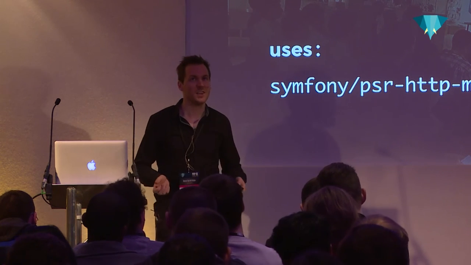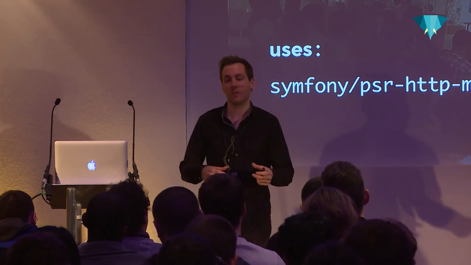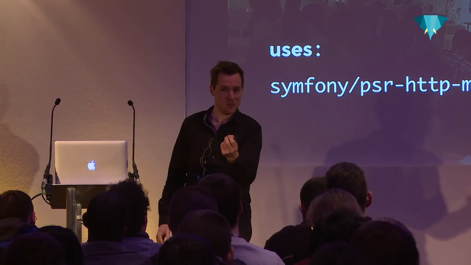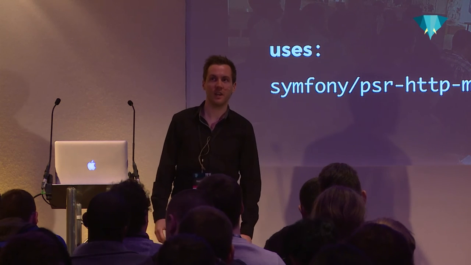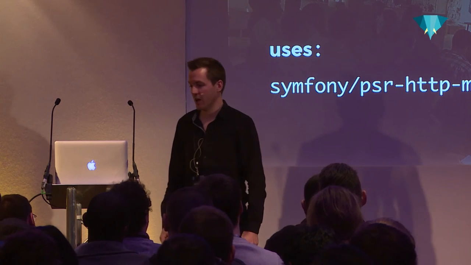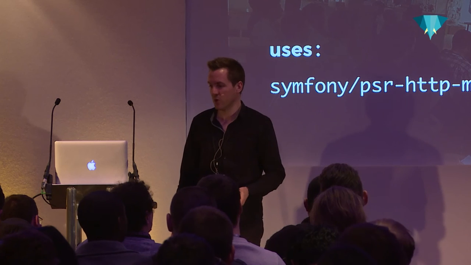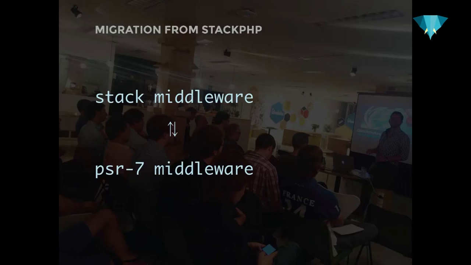You can conveniently build up your entire application with PSR 7 middlewares or Symfony middlewares or Symfony cores, your actual application. It's a Symfony core or something like Relay Router, which is a PSR 7 core application. You can conveniently model your entire application with those two types of middlewares. Cool. So it's a conversion between stack middlewares and PSR 7 middlewares.